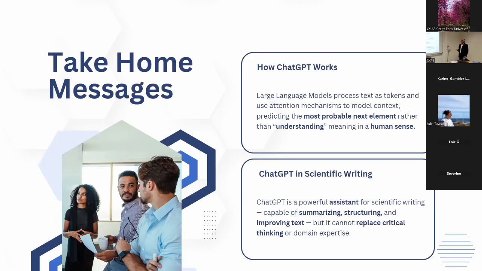So in scientific writing, ChatGPT is a powerful assistant. The good capabilities are summarizing, structuring, which is quite nice, and improving text. But it cannot, I hope, at least for the rest of my scientific life, replace critical thinking. So the critical thinking will always be on us, right? The idea is to use these tools to assist you, not to replace you as a scientist.